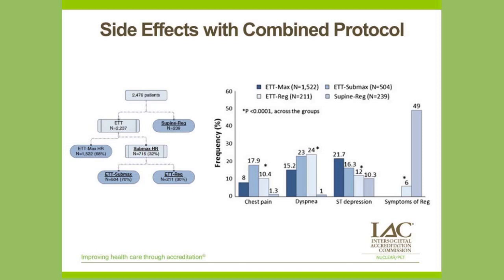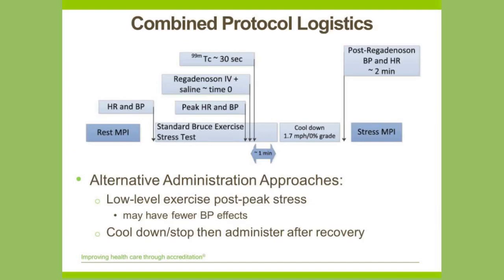And this doesn't project that well, at least on my screen. But this is the patients who had supine regadenosine on the far right. So basically, doing regadenosine with low-level exercise or right after peak stress was actually associated with a much lower incidence of the regadenosine side effects, whereas the symptoms that you want to identify, chest pain, dyspnea, and ST depression, had a higher incidence. And I'd already mentioned there are multiple ways to do this protocol.